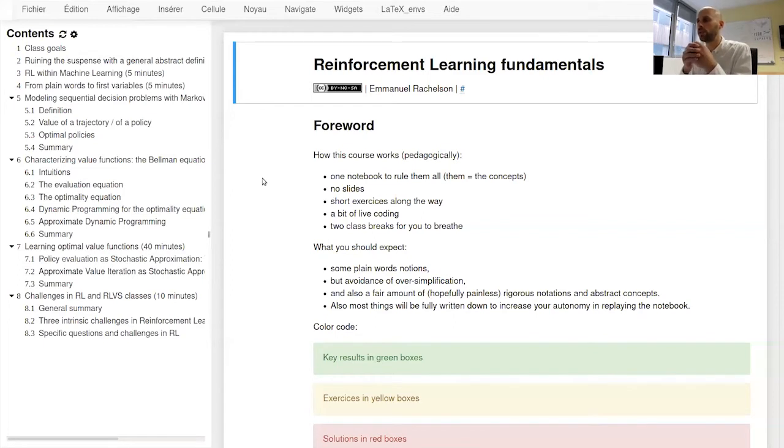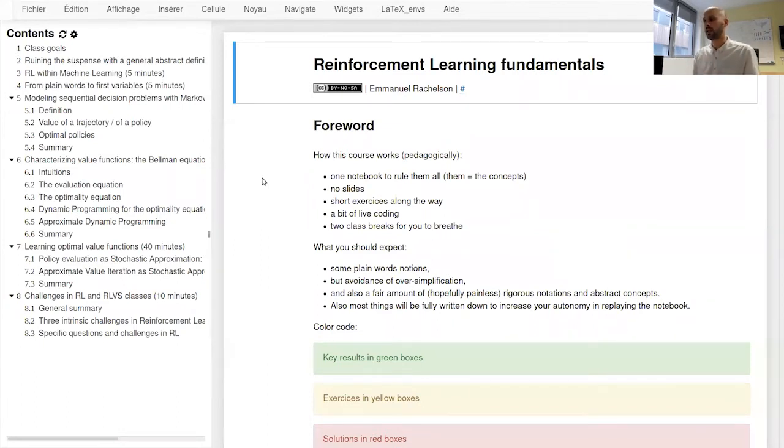It is a deliberate choice not to have slides or presentations. I think having something that moves in a fluid way, where you can actually see things moving, is sometimes beneficial for learning. This is why I decided not to have slides. The way this is going to work is we are going to go through a certain number of concepts and ideas with short exercises along the way, some of them through polls, some of them through you doing the exercise on your own. I will leave you some time for that. A little bit of live coding or code commenting, and two class breaks for you to breathe, approximately 1 hour from now and 2 hours from now.